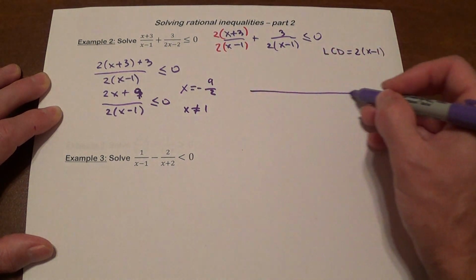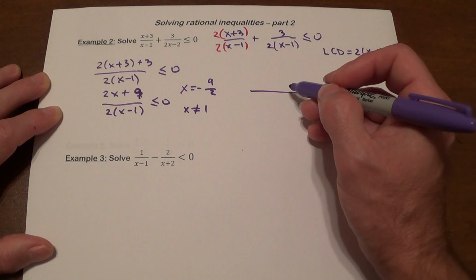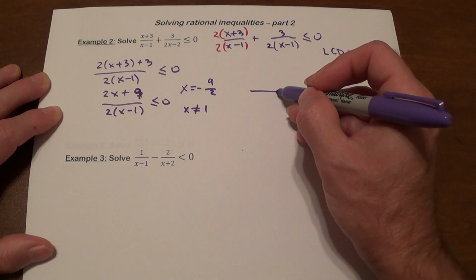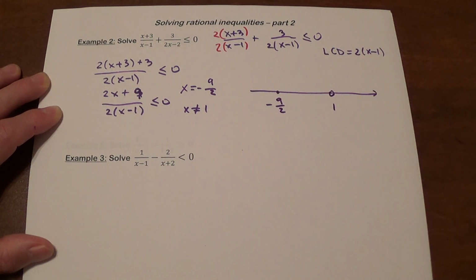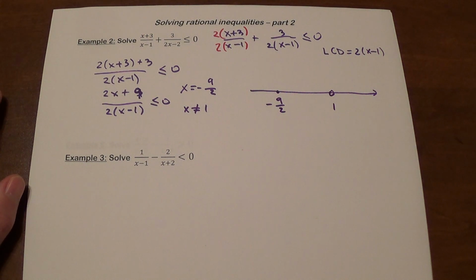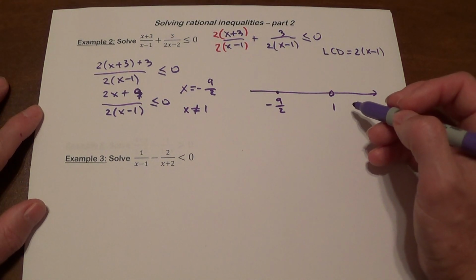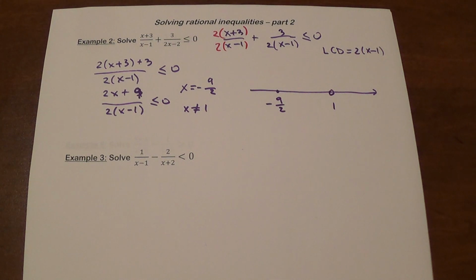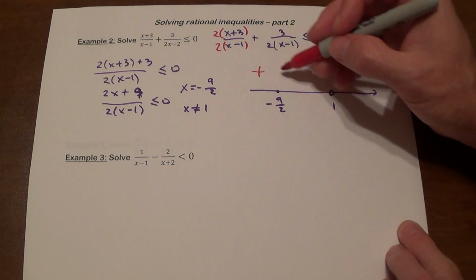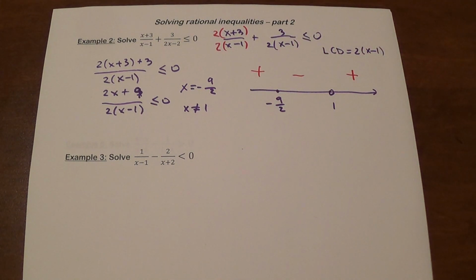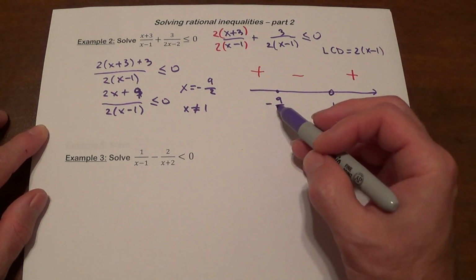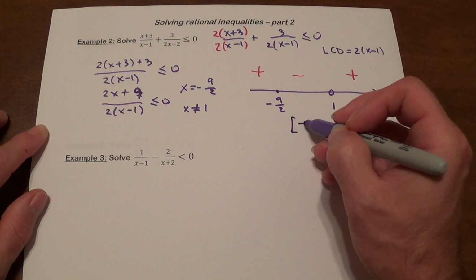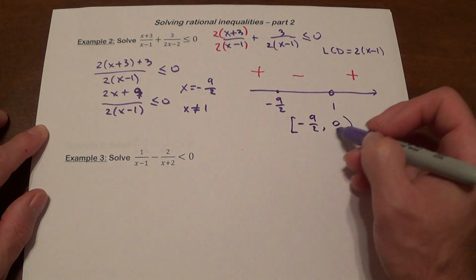So we are going to make our number line. Negative 9 halves is a 0, and 1 is going to be our excluded value. We look at the signs. The way the signs are going to go here is plus, minus, plus. And what are we left with? We just need this interval, less than or equal, which means negative 9 halves will be included. So negative 9 halves to 1, that's going to be our answer.